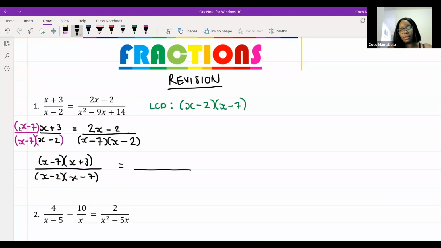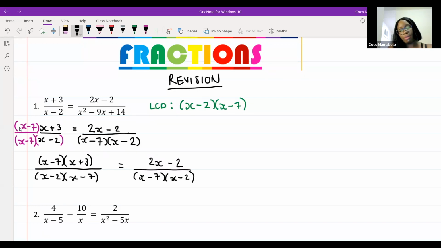It's bracket x minus 7. Good. Bracket x minus 2. Excellent. All right. Is there anything missing from my denominator over here, Ndebo? No. Okay. So is anything going to change on the top? No, it's not. Excellent. So I'm just going to rewrite it exactly the way it is.